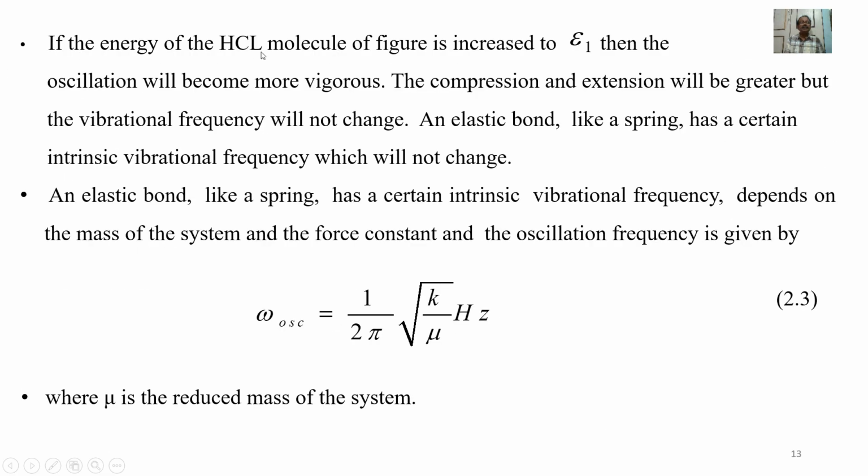If the energy of the HCl molecule in the figure is increased to E1, then the oscillation will become more vigorous. The compression and the extension will be greater, but the vibrational frequency will not change. It will always be constant. An elastic bond, like a spring, has a certain intrinsic vibration frequency which depends on the mass of the system and the force constant, and the oscillation frequency is given by omega, which is equal to 1 by 2 pi root of K by mu. It is measured in terms of Hz, where mu is the reduced mass of the system, and of course K is the force constant.